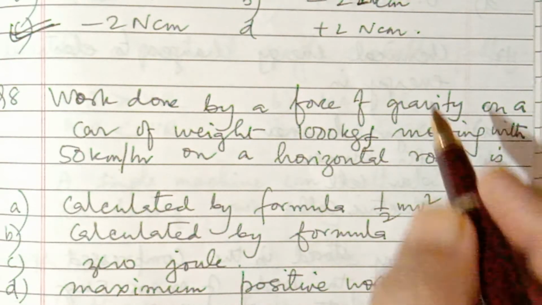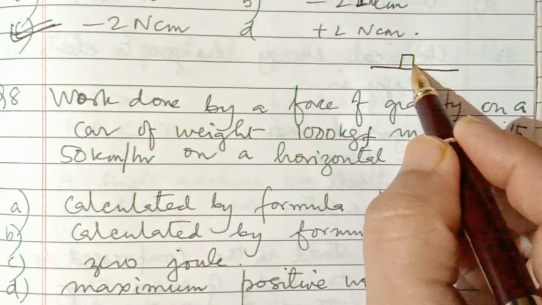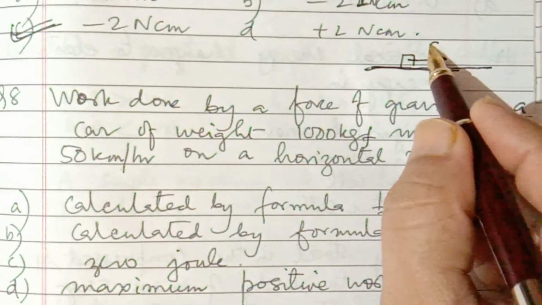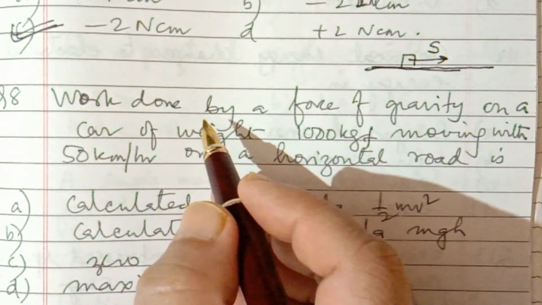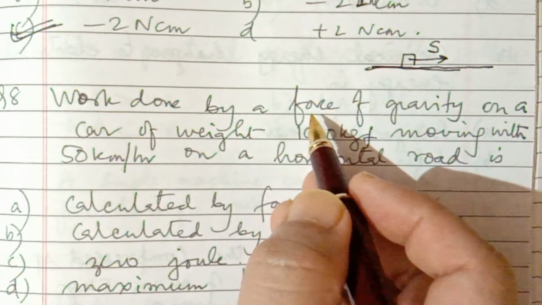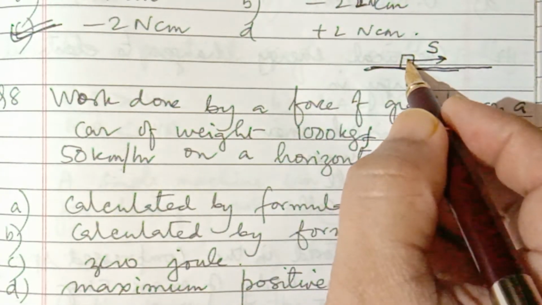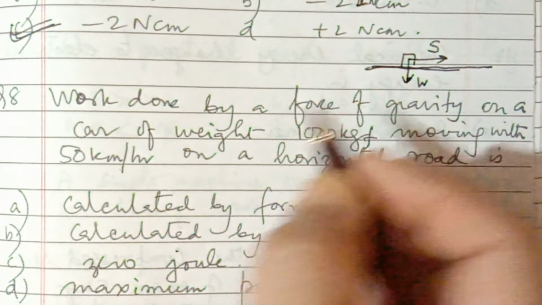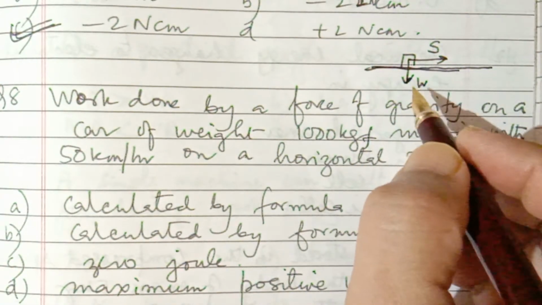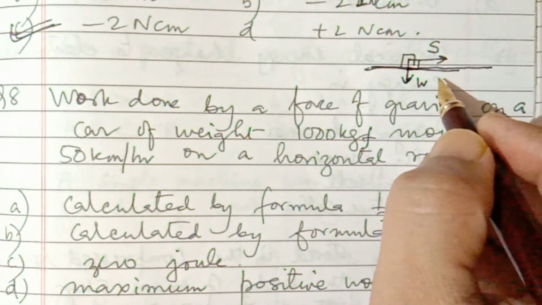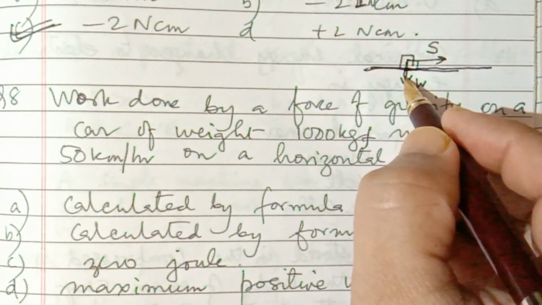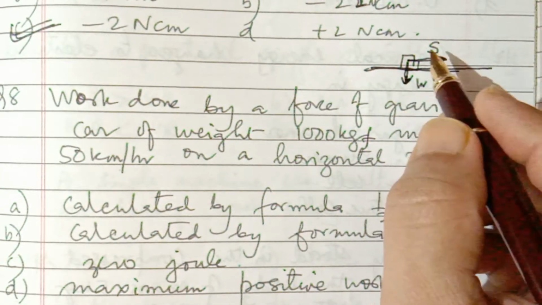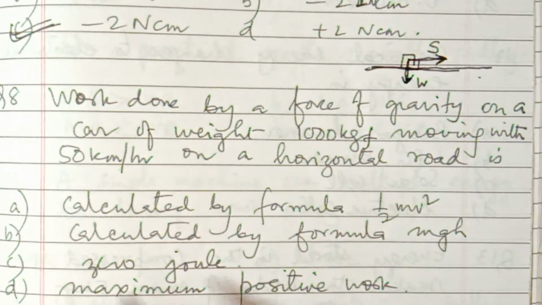Here you see the car is moving on a horizontal road. So this is the displacement, and this is the work done by a force of gravity. Gravity, weight, acts downwards. So work done by the force of gravity will be 0 in this case, because force of gravity is downwards and displacement is horizontal, forward. So vertical and horizontal, they are 90 degrees. So work done is 0.